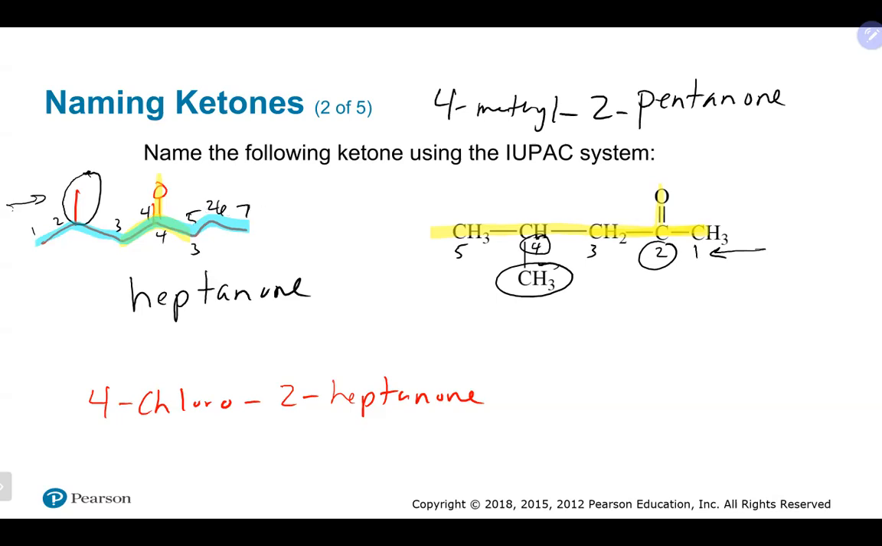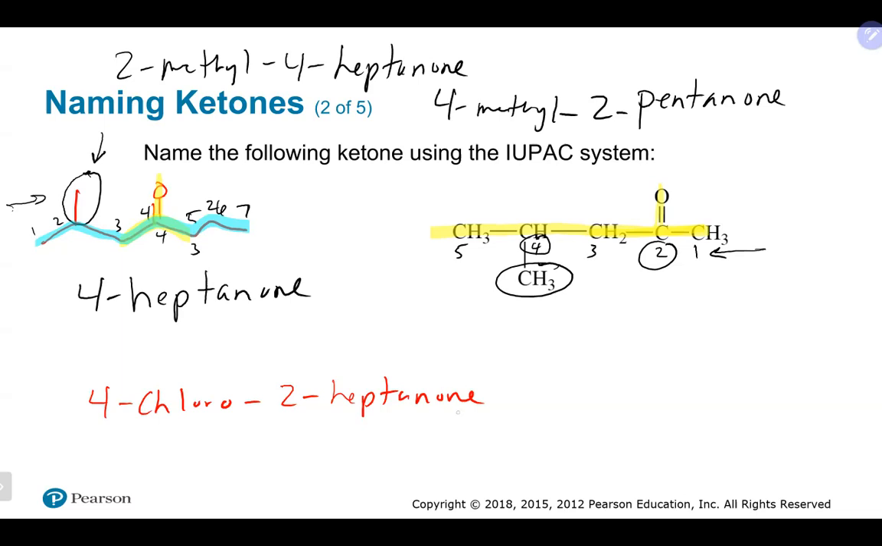That would then mean that this is 4-heptanone. And our methyl group, right, which is hanging off of here, would be at carbon number 2 in this case. That would give us 2-methyl 4-heptanone. Any questions on that one there?